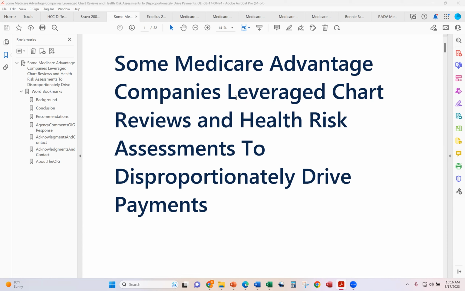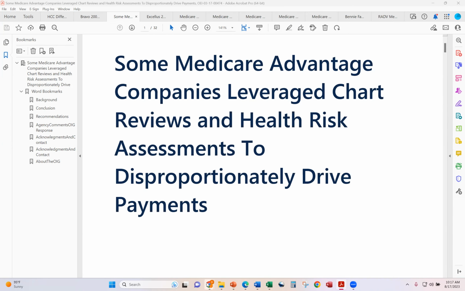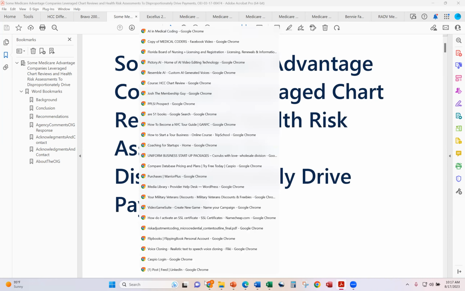So I'm going to be putting this in several places. It'll be in the essential resources. It'll be in the chart review resources, etc. But I bring this up to point out that regardless of whether it's intentional or unintentional, okay, disproportionate payments, payment errors, okay? And this is a very, very critical topic.